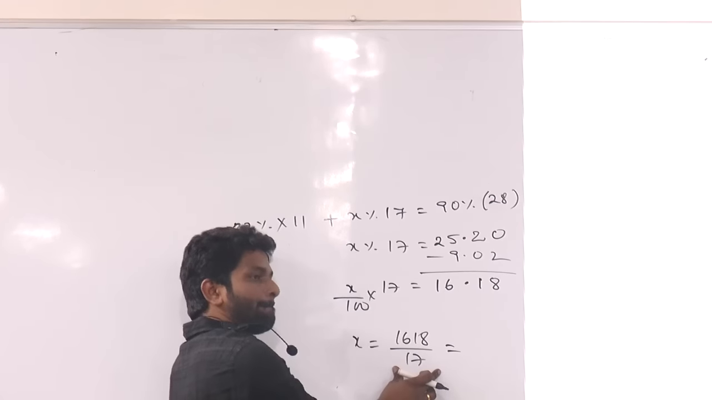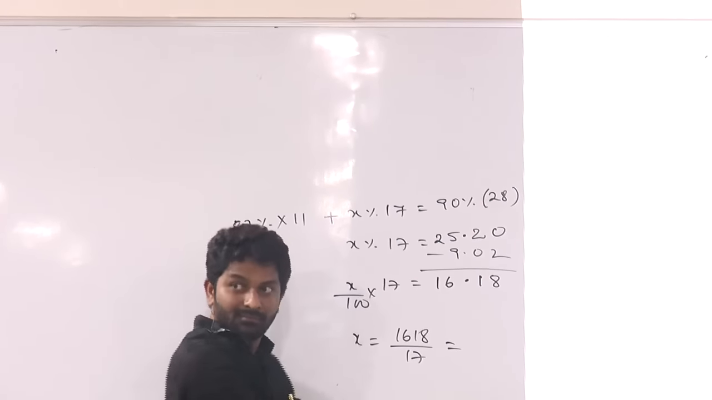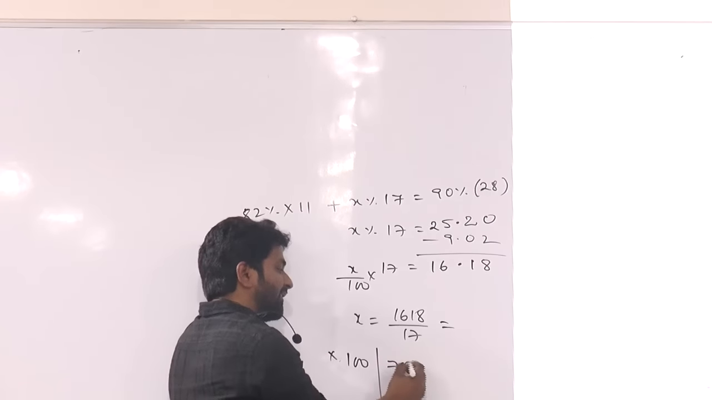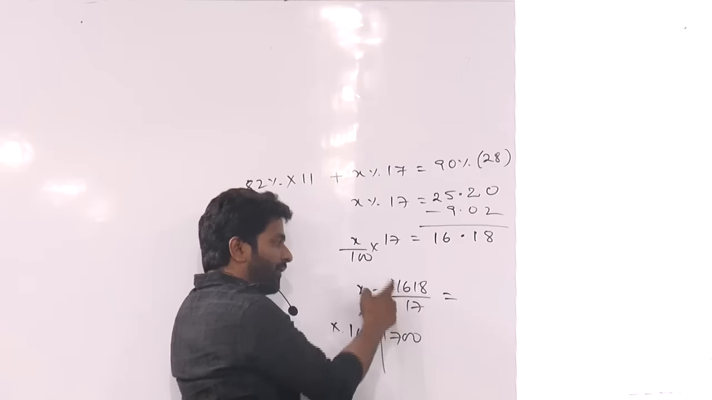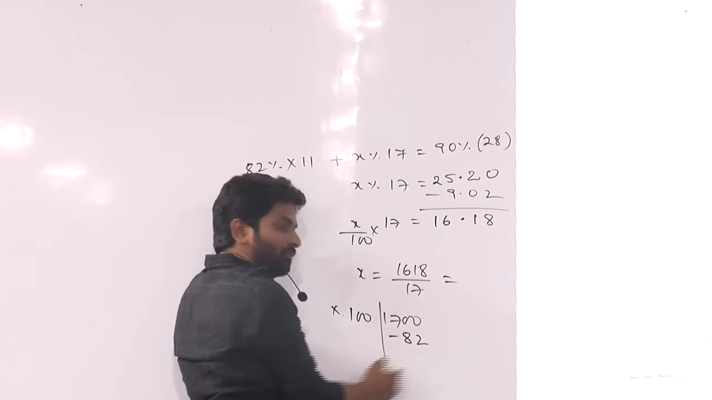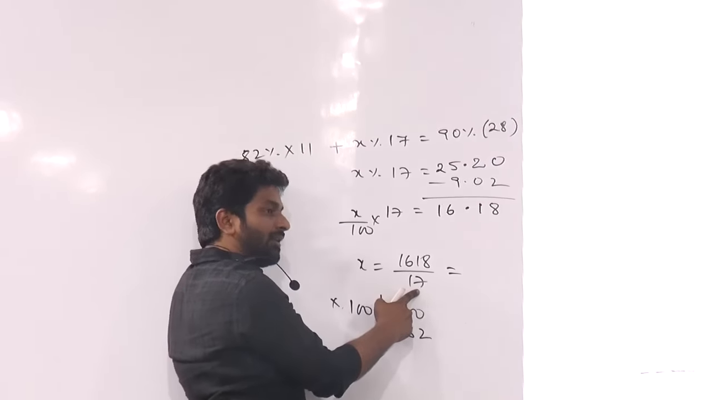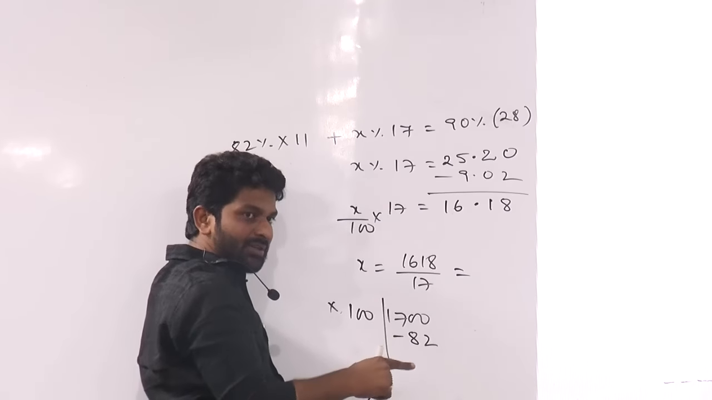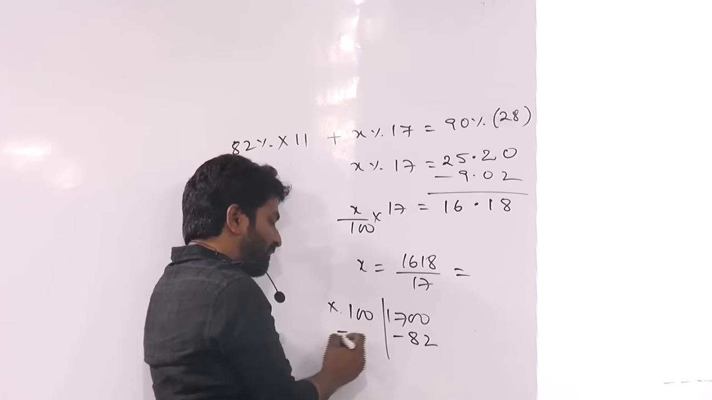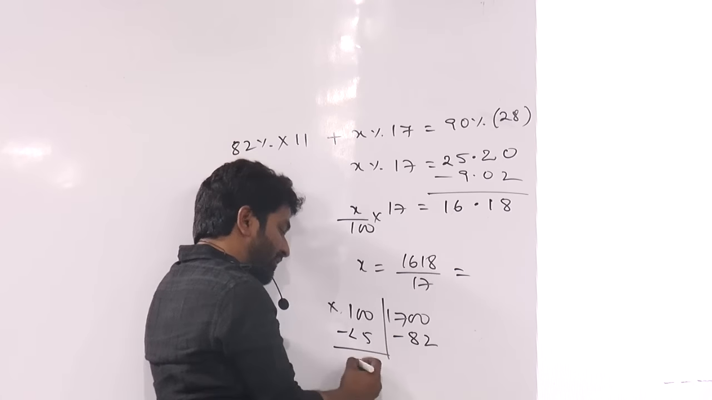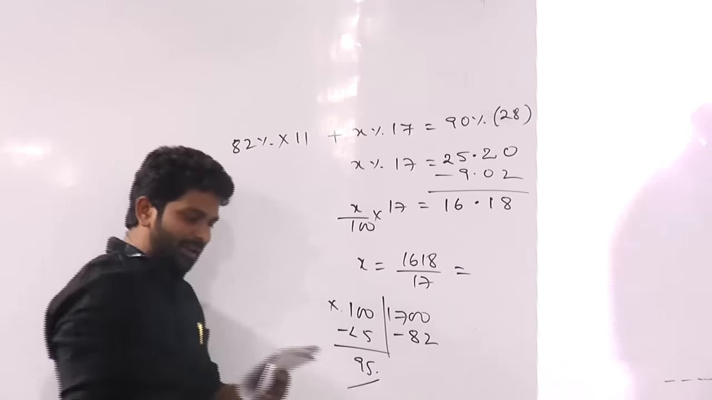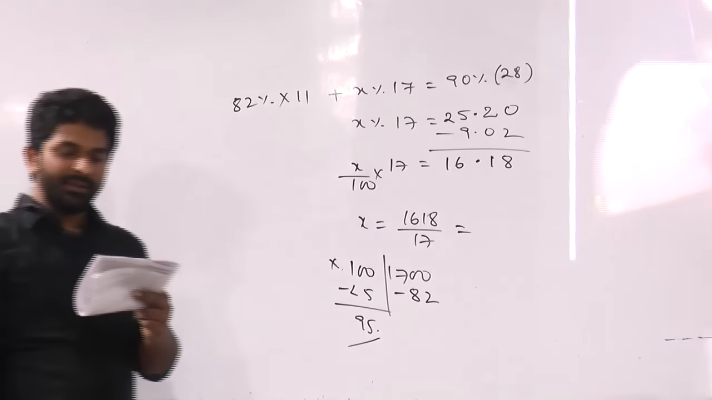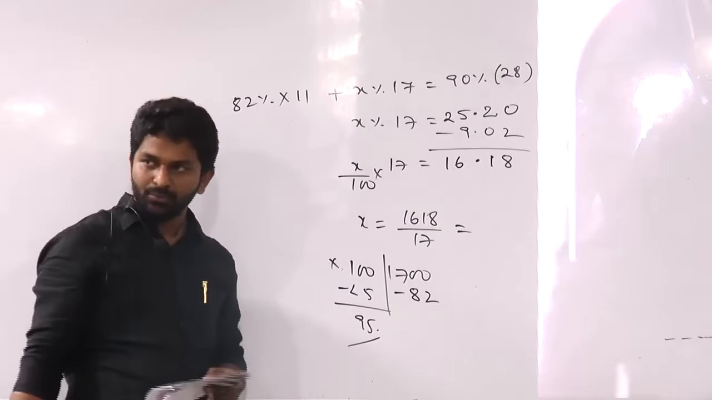Hundred times of this number? 1700. 100 times is 1700. And you need to take the difference of 82. 5 times of this number? 85. So you don't need to subtract 5 times also. So you need to subtract a number which is less than 5. So the answer should be more than 95. How many options are more than 95? Just above 95. Only one, 95.2.